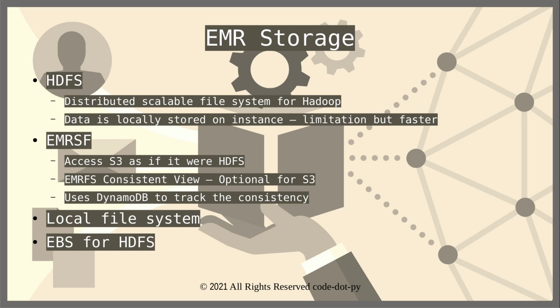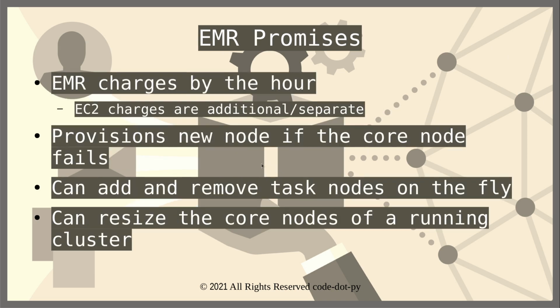Then the other options are, of course, the local file system, where we are not even using any distributed system. The files are just stored locally on the instance itself. It also has the same risk as HDFS of data loss if the instance is lost. And then there is another option, which is EBS, the Elastic Block Store, for HDFS. So these are all the different ways by which we can store the data in an EMR cluster.